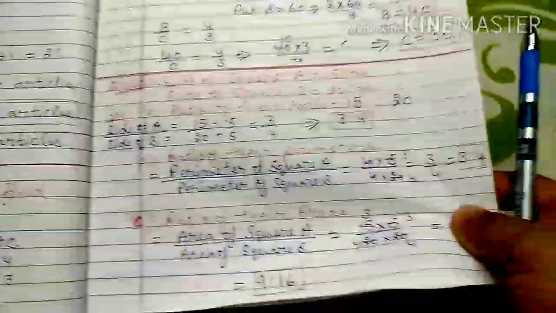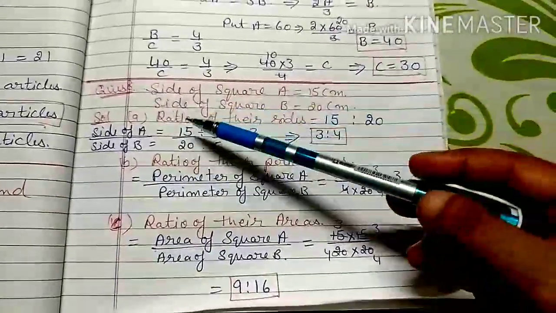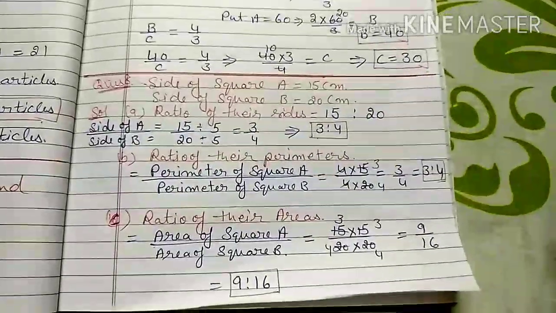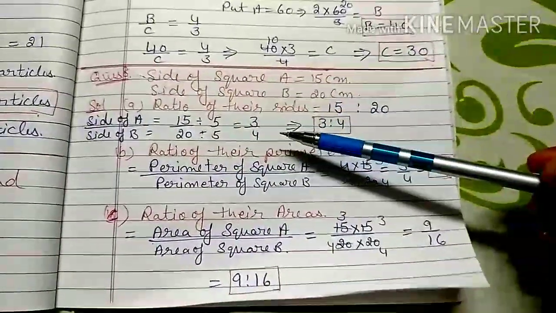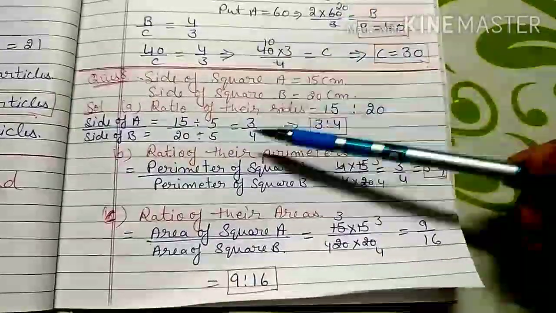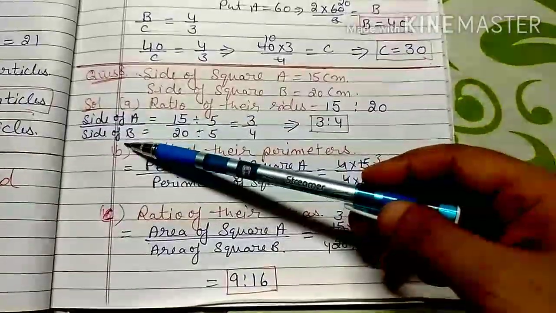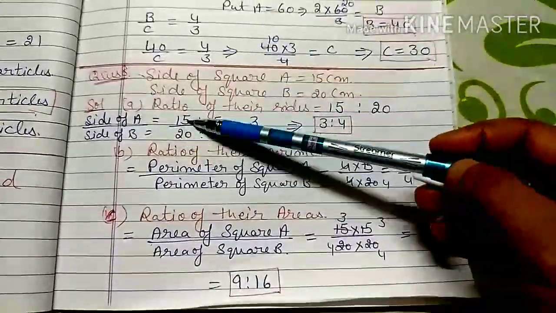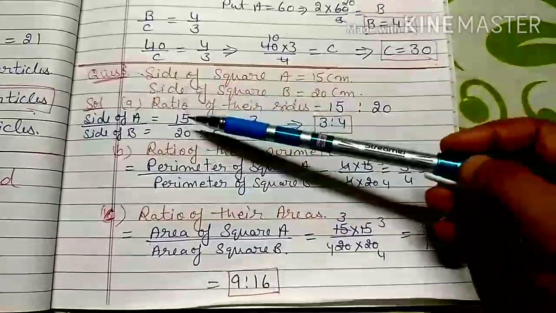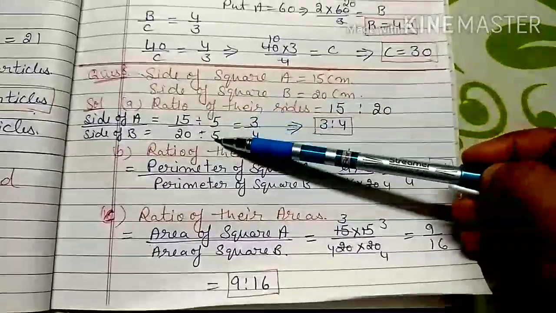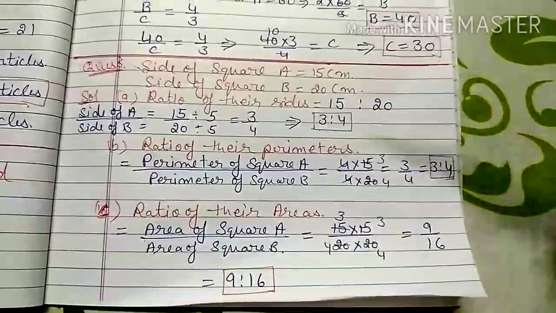Now the last question of part 1 is the 8th question. Side of square A is equal to 15 centimeter, side of square B is equal to 20 centimeter. That is given to you, and in the first part, you have to find the ratio of the sides of these two squares. So ratio of side of A to side of B. So 15 and 20 we will write in the ratio and then convert into the fraction form. 15 by 20, each divided by 5, gives me the lowest form of 3 ratio 4. So the ratio of their sides is 3 ratio 4.